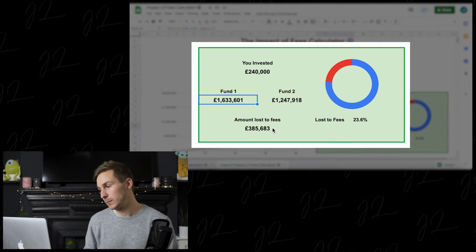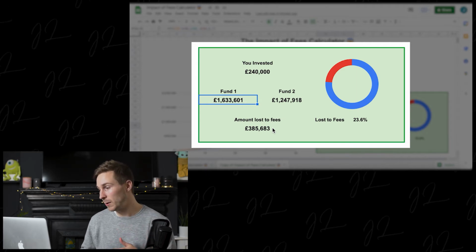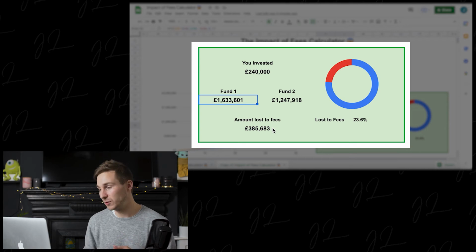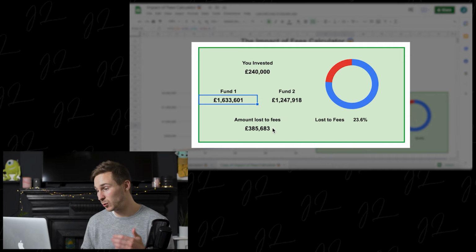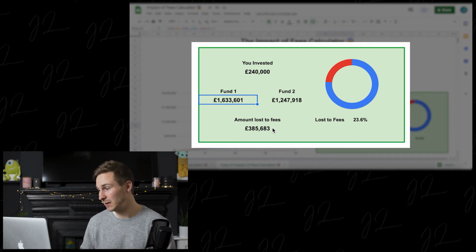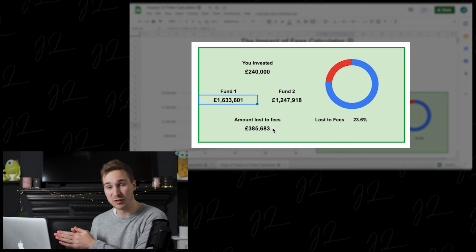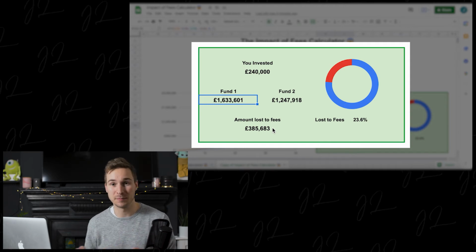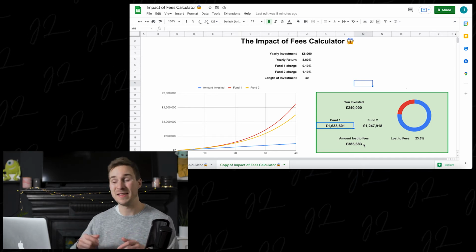40 years. And on the far right hand side, you can see this represented in this chart over here, whereby you can see that the total you lost to fees from investing in Fund 2 instead of Fund 1 was 23.6%. That red bar there of the chart, you lose all of that from choosing Fund 2 instead of choosing Fund 1.